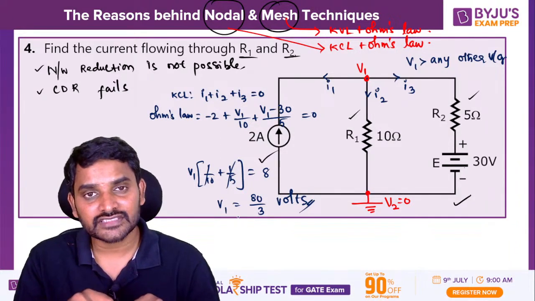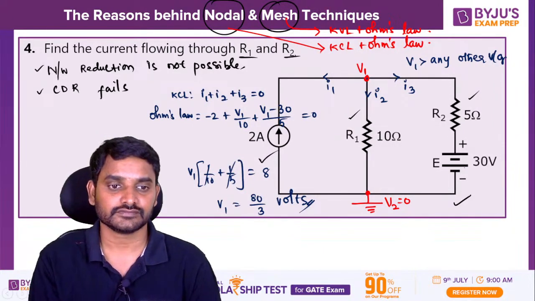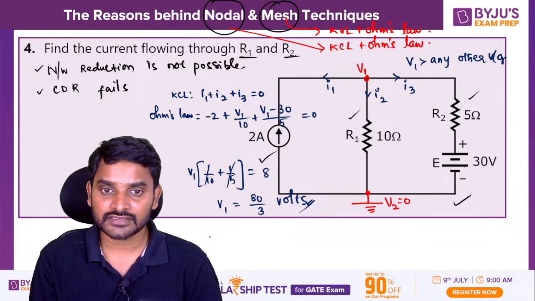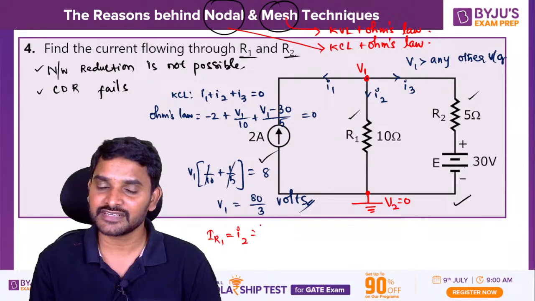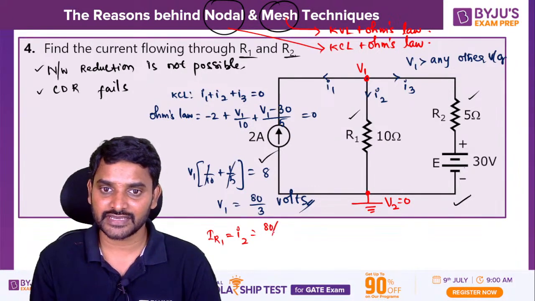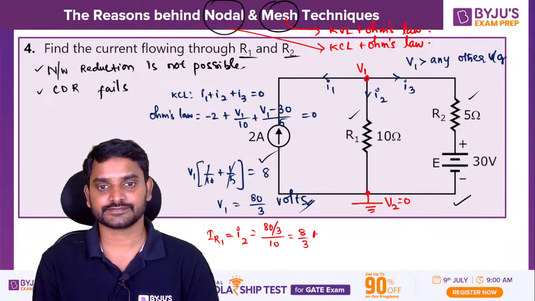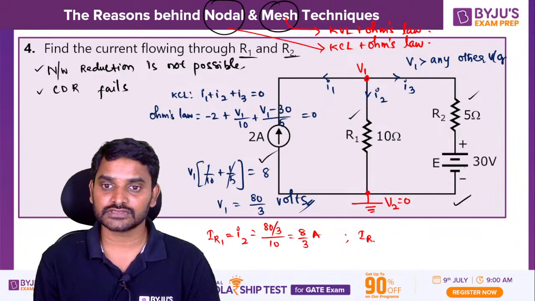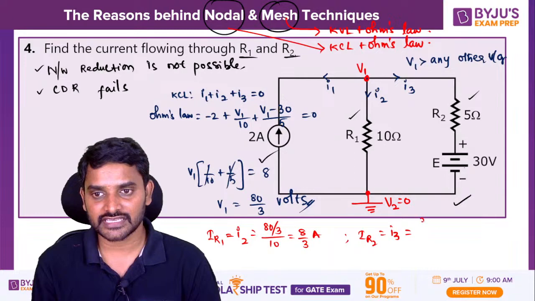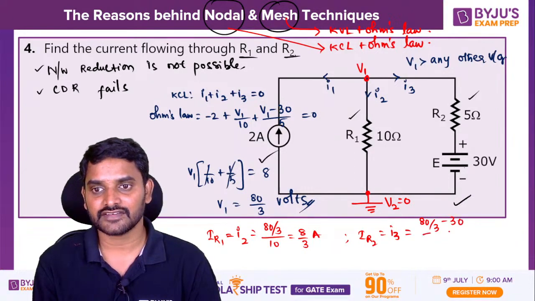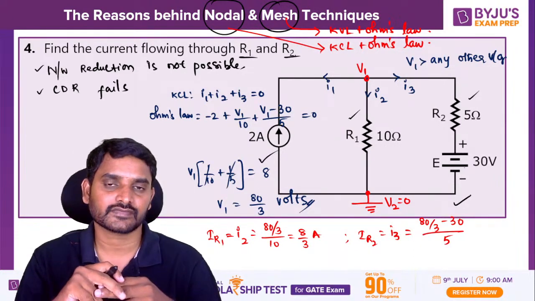After getting the node voltage, now you can easily calculate the current flowing through R1 and R2. What is the current flowing through R1? The current flowing through R1, IR1, is nothing but I2. I2 is nothing but V1 minus 0 divided by 10. So that is 80 by 3 divided by 10, so you will get 8 by 3 amperes. Similarly, the current flowing through R2 is equal to I3, V1 minus 30 divided by 5. So that is 80 by 3 minus 30 divided by 5. If you solve this, then you will get the answers.